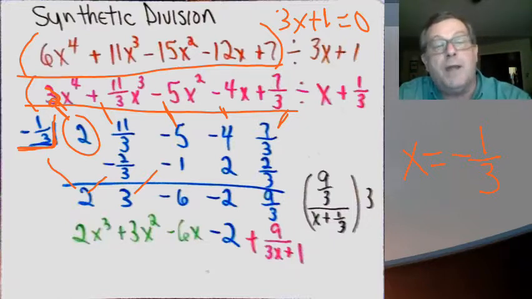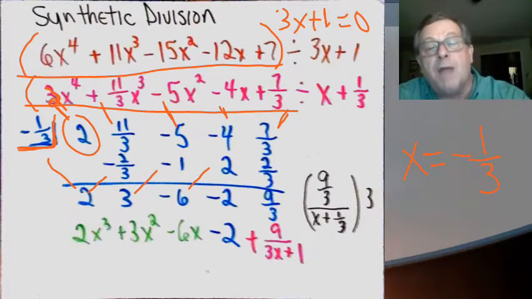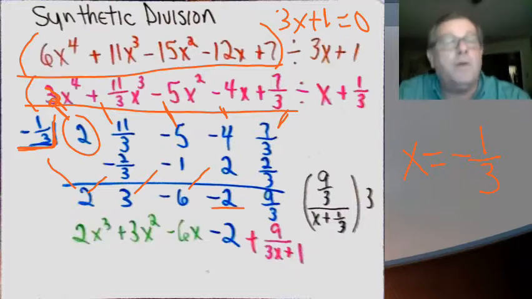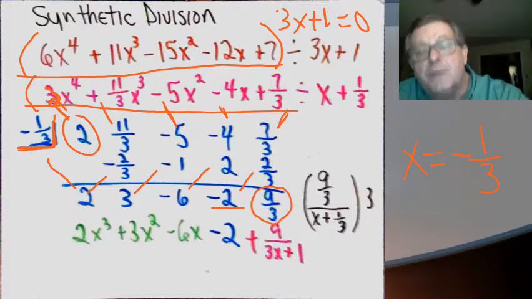Now I'm going to multiply negative 1/3 times negative 6. Well, that's going to give me 2. Minus 4 plus 2 gives me minus 2. And we're going to multiply minus 2 by minus 1/3, which gives us 2/3. Well, 7/3 and 2/3 gives me 9/3. Okay, this is my remainder.